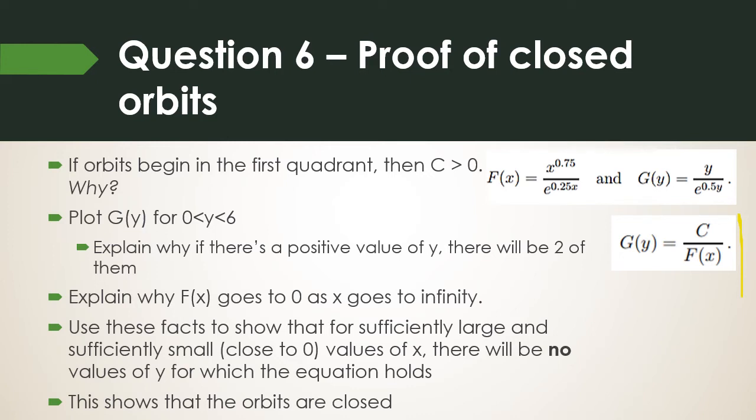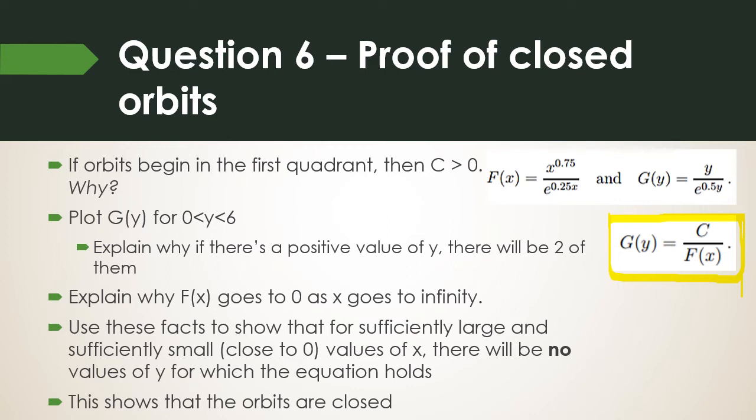And so the first part of the question is that if the orbits begin in the first quadrant, then c is greater than 0. Why? Just look at this equation and try to figure out what the signs are, what the values of g and f would be in the first quadrant, and what this would imply about c. And that's pretty straightforward.